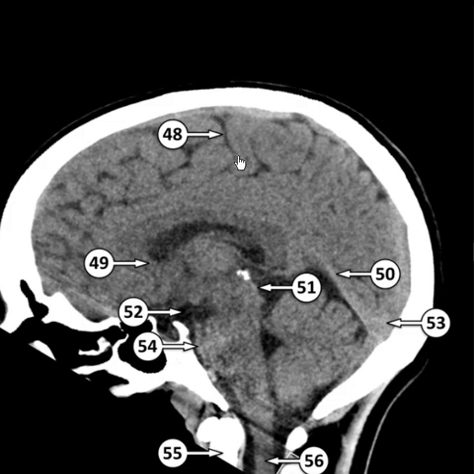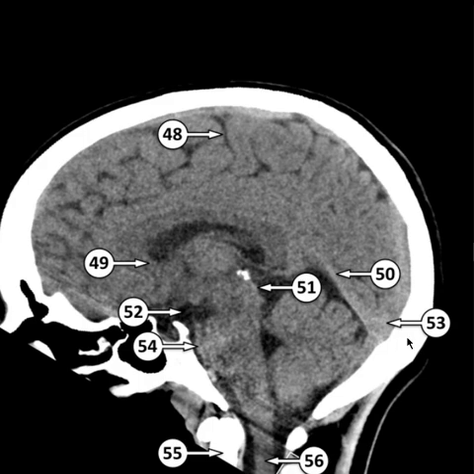48 is the central sulcus of Rolando, which separates the frontal and the parietal lobes. 49 is the rostrum of the corpus callosum. 50 is the straight sinus. 51 is the superior colliculus. And 52 is the suprasellar cistern.